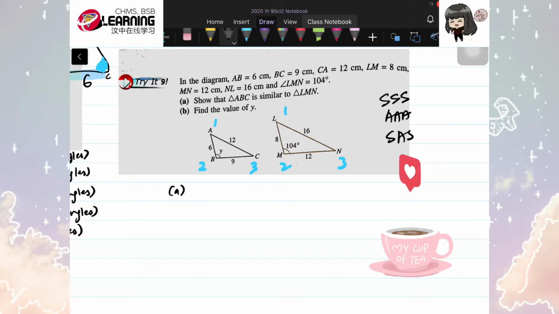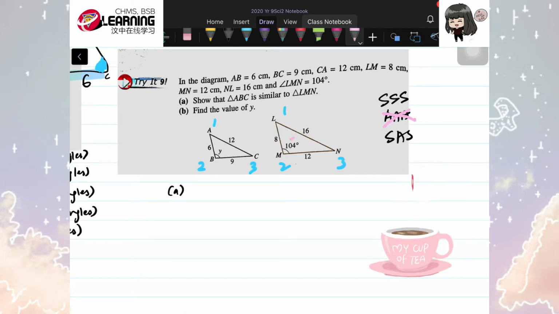Okay, so for the sides, it must be the same ratio. Same ratio, not same sides. Here, obviously, we cannot use AAA because we are not given three pairs of angles. They did not mention three pairs of angles that are the same.